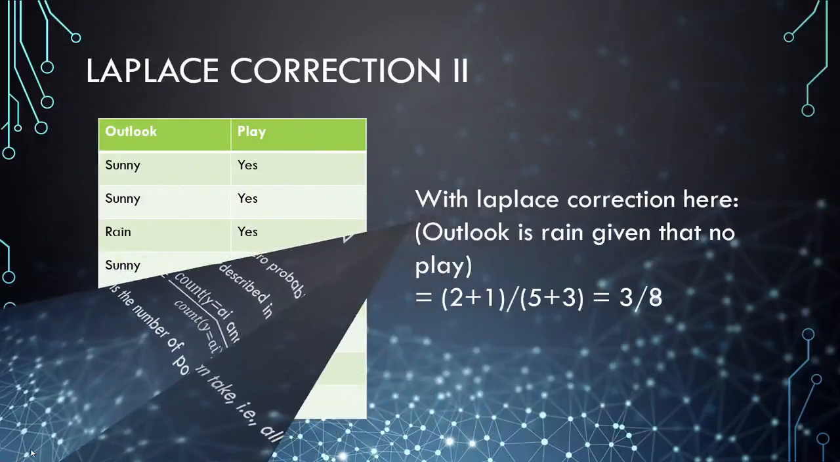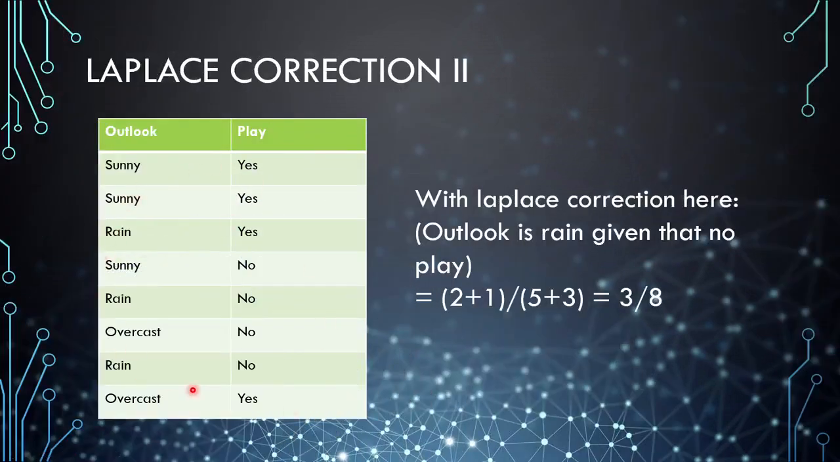So this is just an example. You can see Laplace correction here with outlook. Suppose you are asked to find the probability that outlook is rain given that there is no play. You can see play no is at 4 places. Outlook is rain given that there is no play: there are only 2 of them. So we'll just write 2 plus 1. This is the Laplace correction, divided by 5.